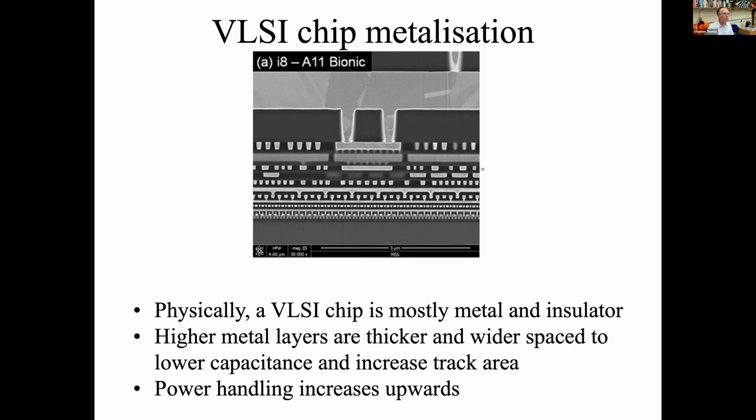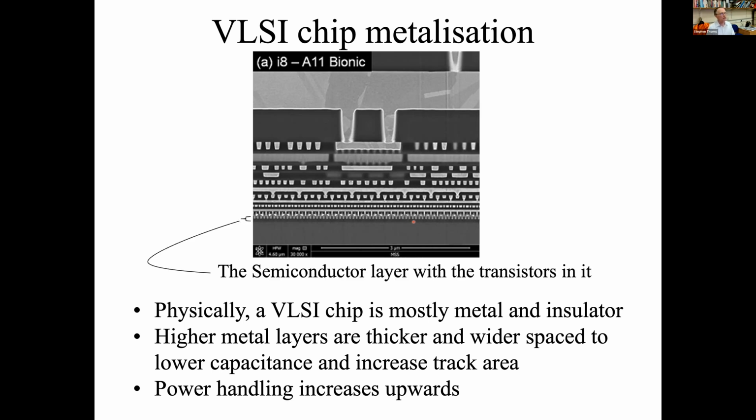So if you look at a chip, here we have a cross-section of a chip. What we've got is the bottom here is the silicon. And what you can see for the most part are your copper tracks. So physically, the chip is mostly metal and insulator, and all the transistors are in this tiny little area down here. That's the transistors, that little tiny bit at the bottom.